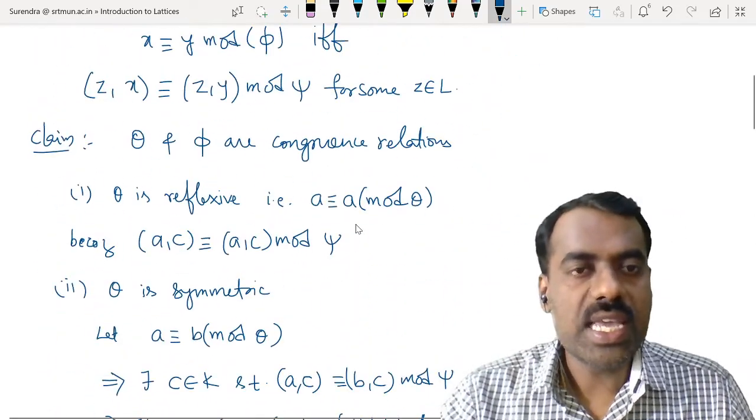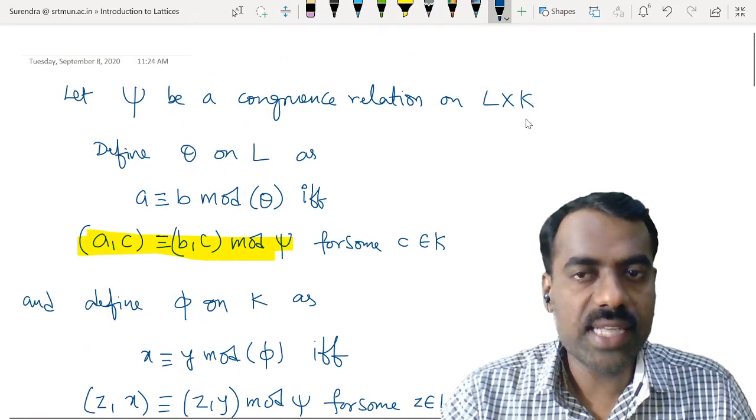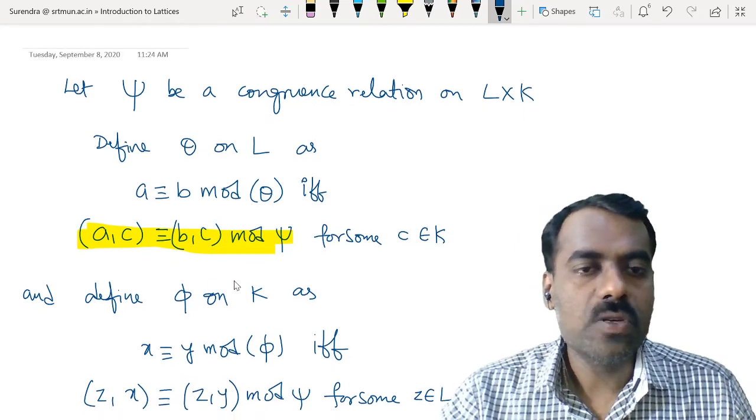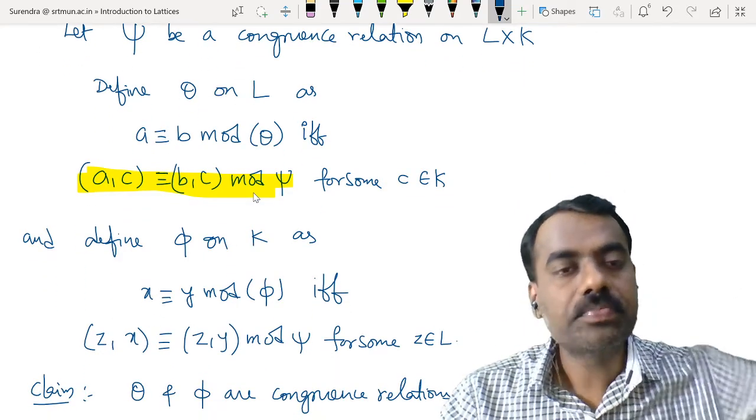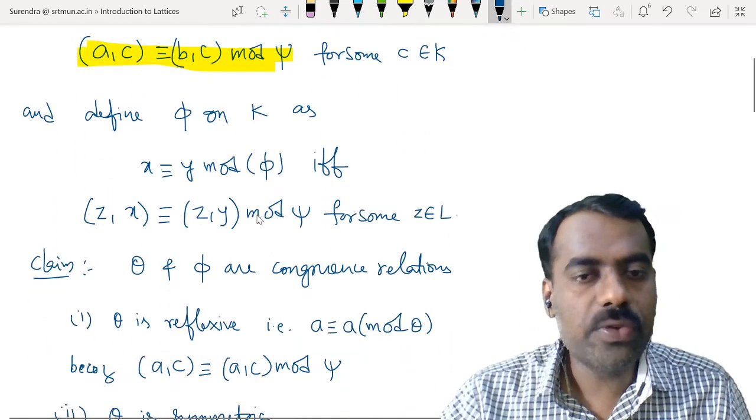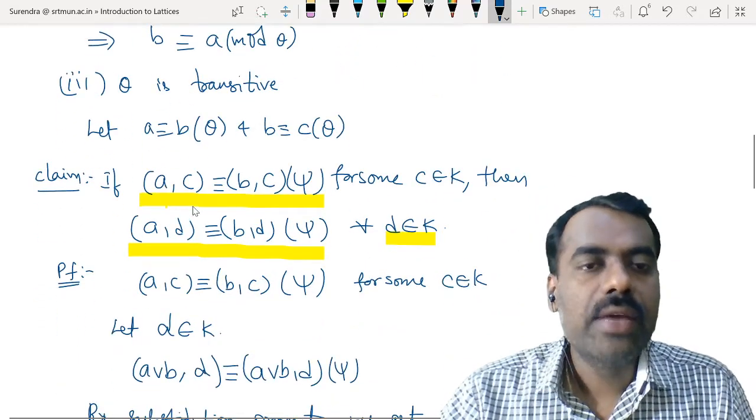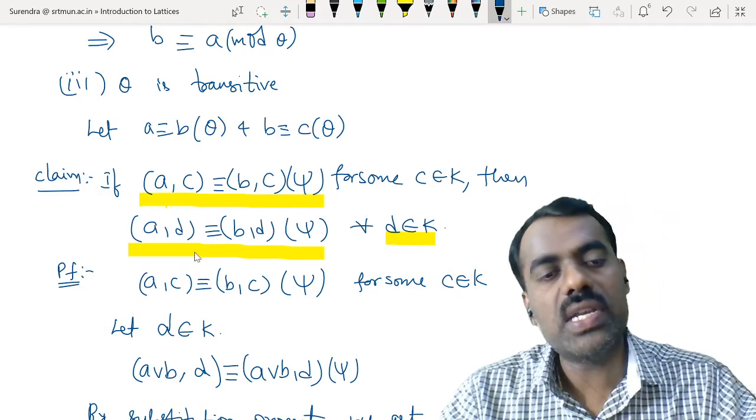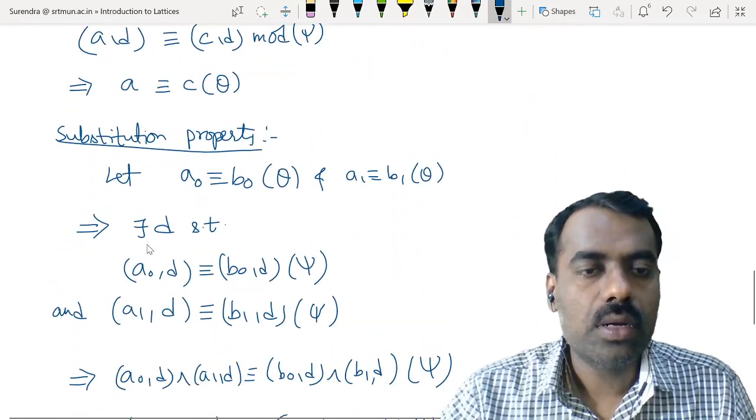If we see quickly, it is given that psi is a congruence relation, any congruence relation. Then we defined theta and phi using this relation. Then we showed that theta is a congruence relation, and similarly it follows that phi is also a congruence relation. When proving this, an important claim we proved is that when A comma C is congruent to B comma C, then it is actually congruent for any element D. Now let's prove the next part.